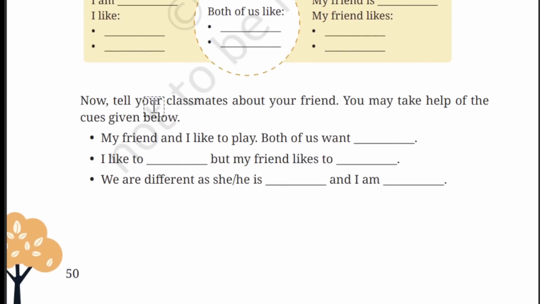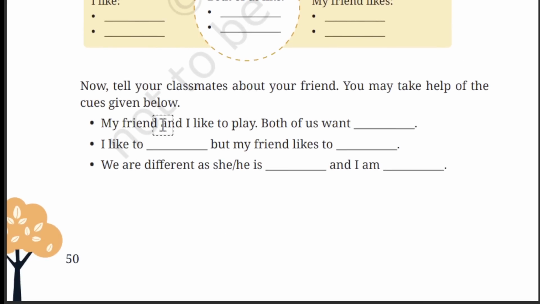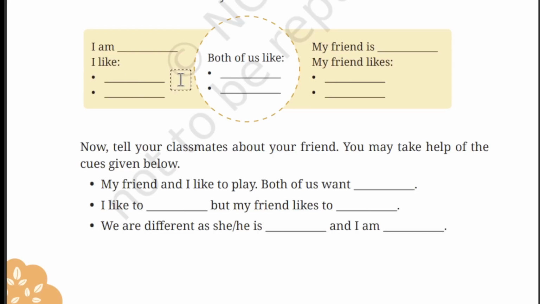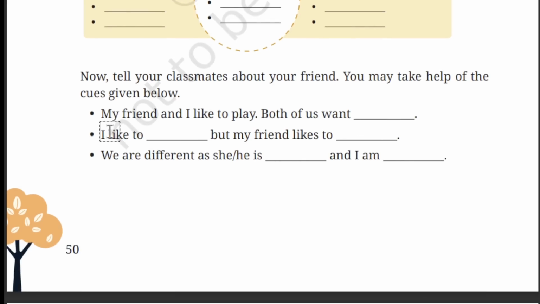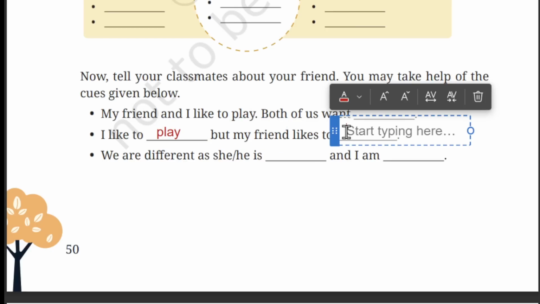Okay, now tell your classmate about your friend. You may take help of the clue which is given below. This clue, this one you have written, right? You have to take clue from this and complete this sentence. My friend, I like to play. Both of us want to play. Which game? If you have made dance game or any football, volleyball, you can write the same. I like to dance, but my friend likes to. So I like to play, but my friend likes to read. So you can create your own sentences, or you can write your original one also after discussing with your friends. Okay.